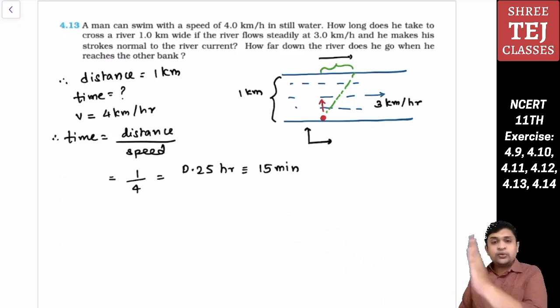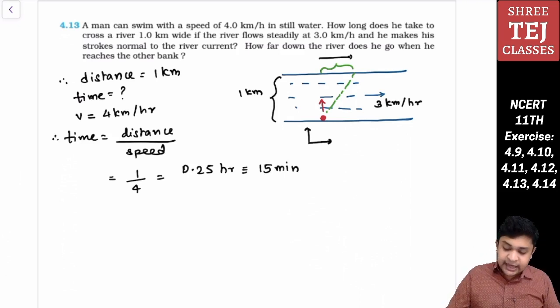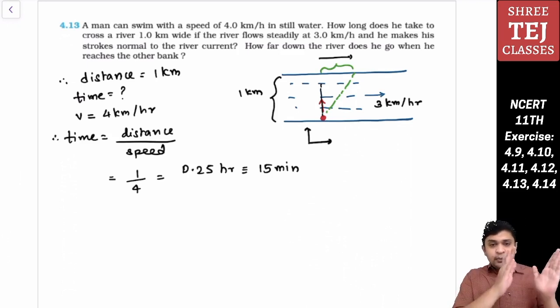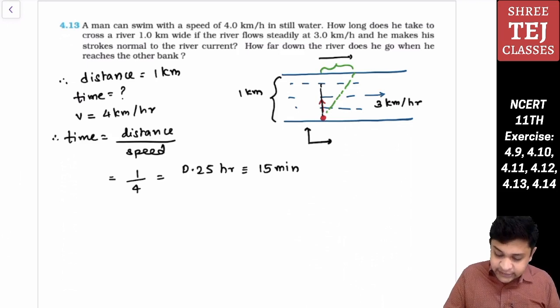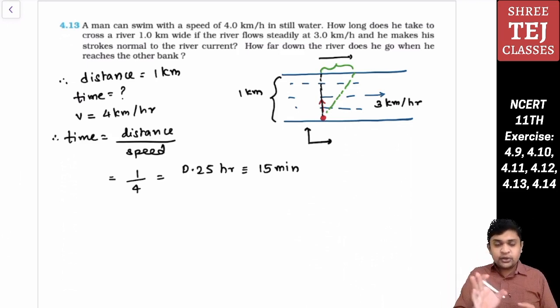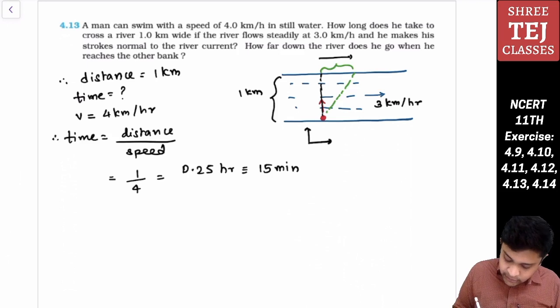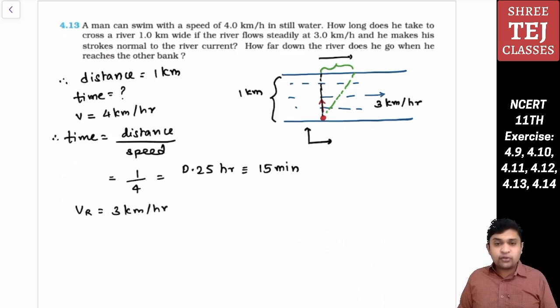Now, how far down the river would he go? While the person is traveling normally, he is being pushed to the right because of the river flow. Because the river is flowing steadily, he will also be pushed off his straight path. If the water was still, he would have just gone straight ahead. But because the river has a flow, he will move rightward. And what is the speed at which the river is flowing? VR is 3 kilometer per hour. And for how much time is he in water? He is in water for 15 minutes.